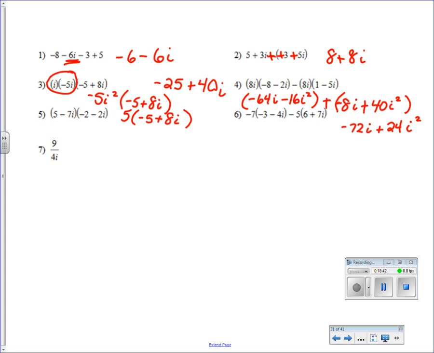Now, are we done? No. One last thing. Remember I told you about i squared. What is i squared? Negative 1. So what's 24 times negative 1? Negative 24. So my answer to number 4 would be negative 24 minus 72i. I'm putting the negative number in front just because, again, I want that imaginary piece at the end.